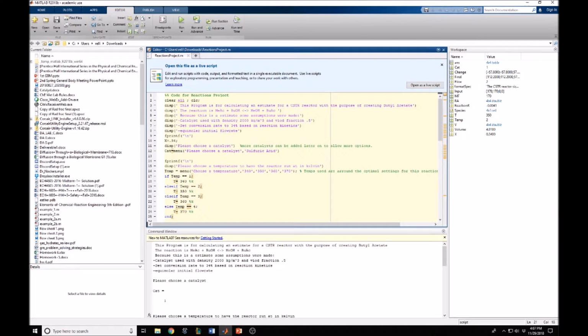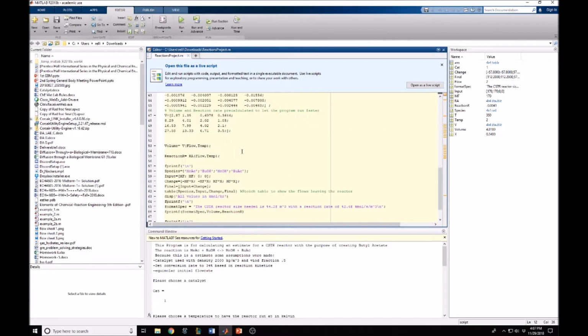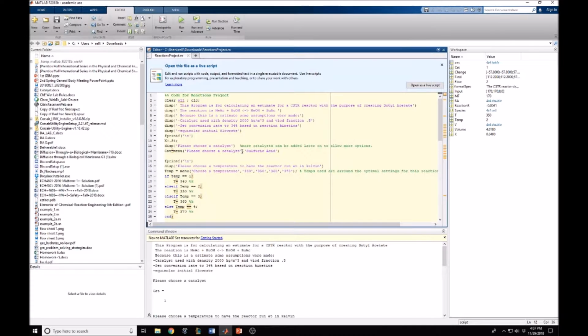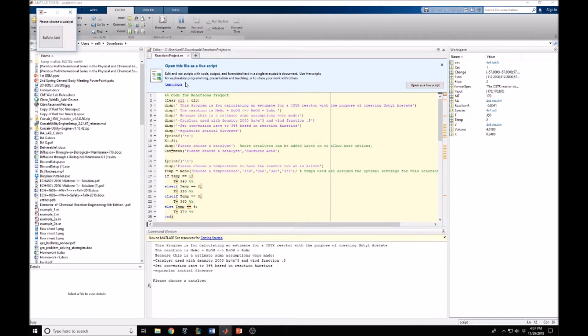The purpose of this project was for a non-engineer to get a rough estimate of the size of a reactor in order to produce butyl acetate. As you can see here, this is the general outline of all of our code. So I'm going to hit run on the program. First off, we have sulfuric acid that pops off.